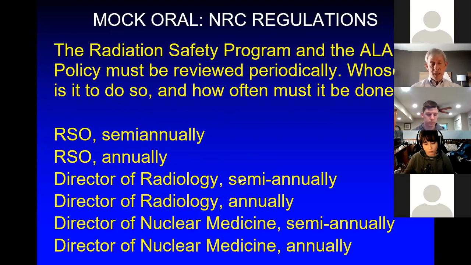And here's another exam question. Every department has a radiation safety program implemented by the RSO, and also an ALARA policy also implemented by the RSO. And according to federal law, these are not just programs and policies, but they are documents that have to be in your policy and procedure manual. And they have to be reviewed. Whose job is it to review the radiation safety program and the ALARA policy? And how often?